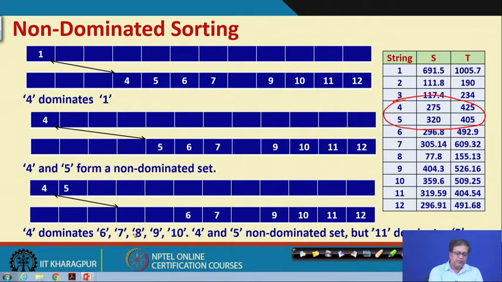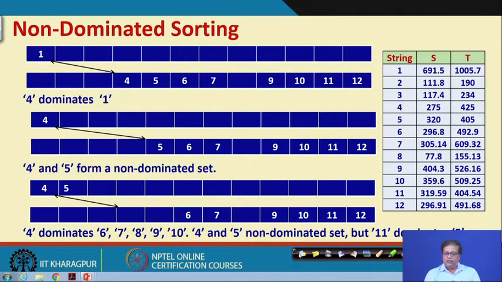So, 4 dominates 6, 7, 9, 10, and 8 is not there obviously. So, this is a mistake. There is no 8. 4 dominates 6, 7, 9, 10, but cannot dominate 11, although 4 is better than 12. So, look at 4 and 12. 4 is definitely better than 12. So, 4 is better than all others excepting 11. Compare 4 and 11. 4 is better in S, but 11 is better than 4 in T. So, 4 dominates 6, 7, 9, 10, but 11 dominates 5 and 4 does not dominate 11.